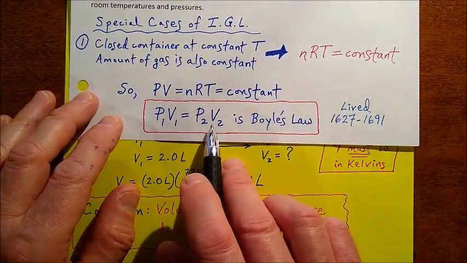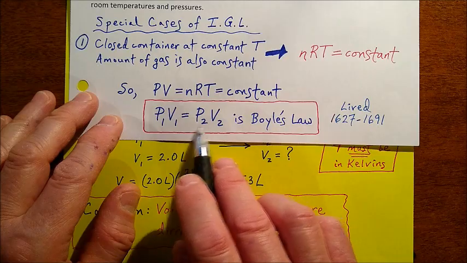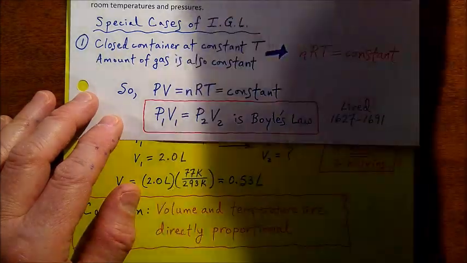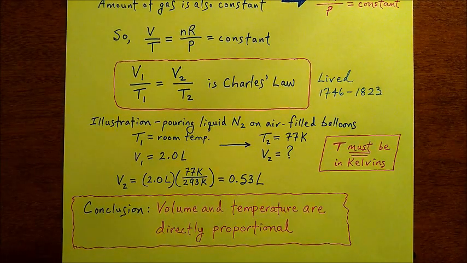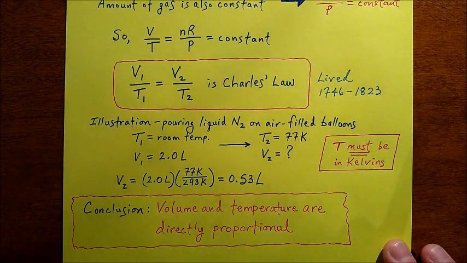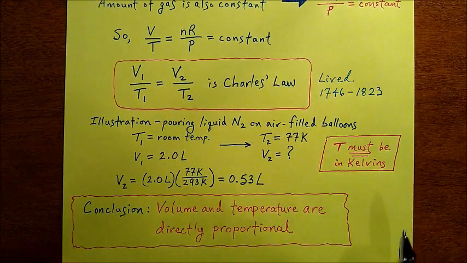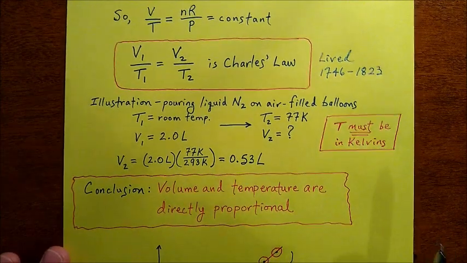These are inversely related variables. P and V are inversely related, but they're multiplied by each other. That sometimes throws students off a little bit. So when variables are divided by each other, it means they're directly proportional.